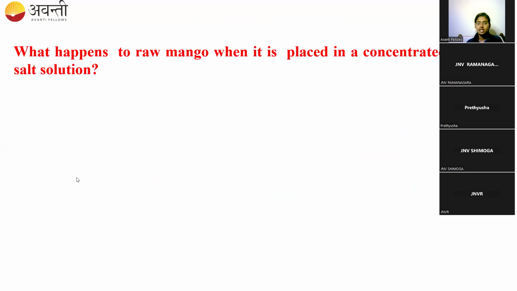Here I have got a question for you. Not only one question, I have some more questions also. The first question is, what happens to the raw mango when it is placed in a concentrated salt solution? Initially I have shown you one picture, right? The first picture. The raw mango placed in a concentrated salt solution, which is called brine solution. If I am placing that raw mango inside that concentrated salt solution, something will happen. What is happening there?